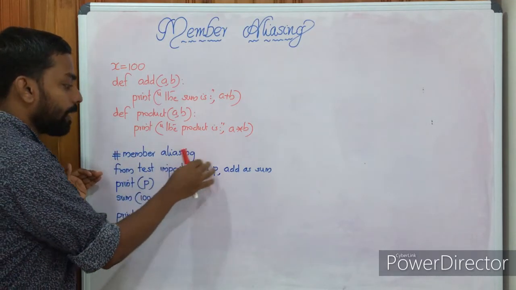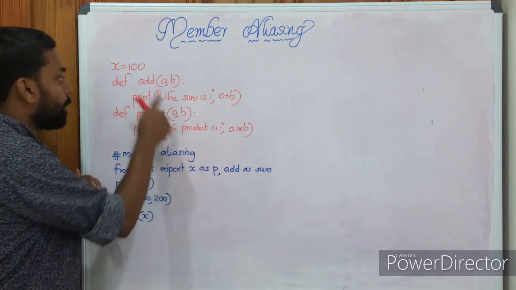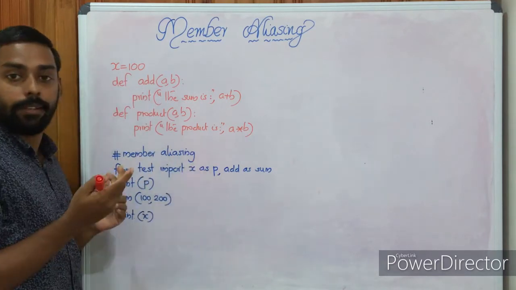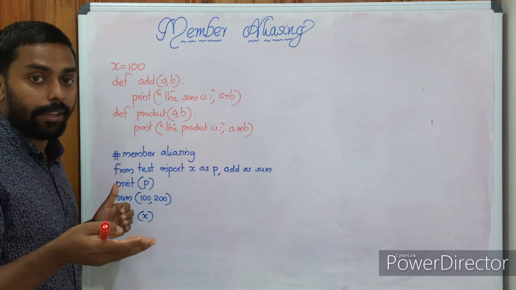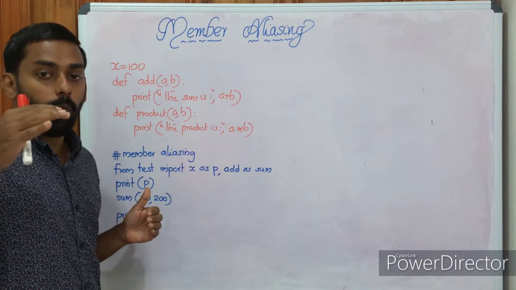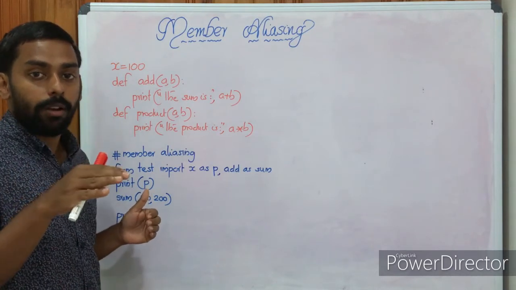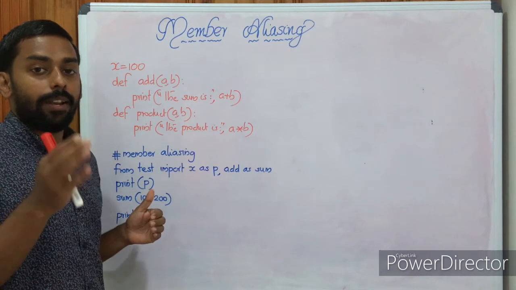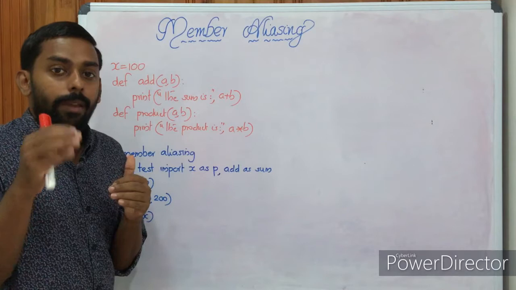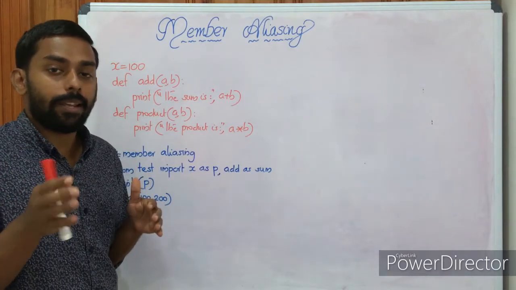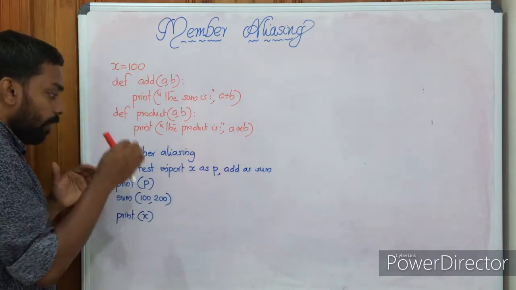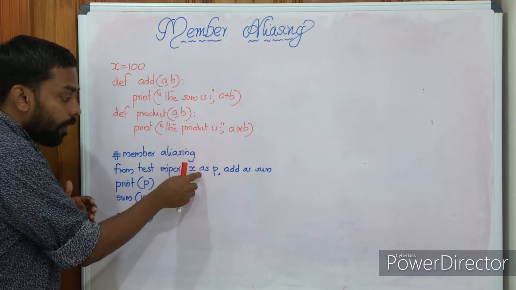From test import x as p. We know what x is. x is a member, a data member, or a variable. And we are renaming it as p. In the last example, in module aliasing, we aliased the module area as m, right? And after aliasing area as m, you can make use of m to access the elements as well as anything which is a part of area, right? So the same way here also we are renaming the member as p.